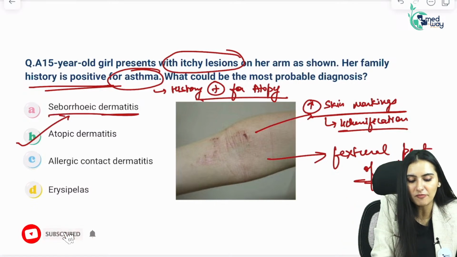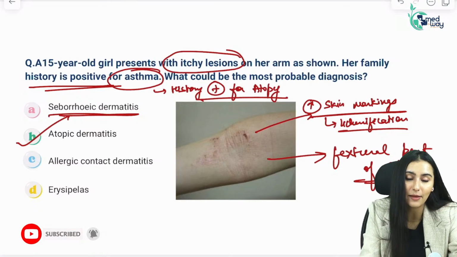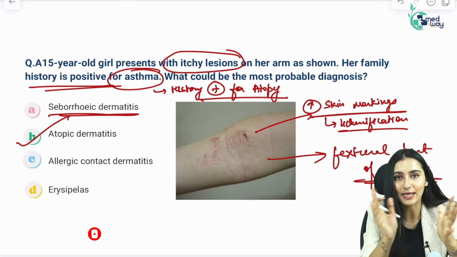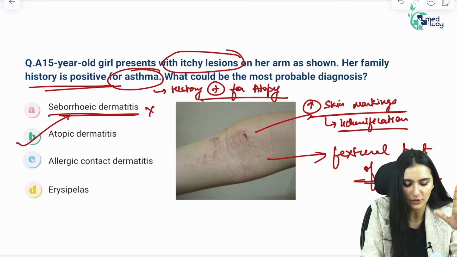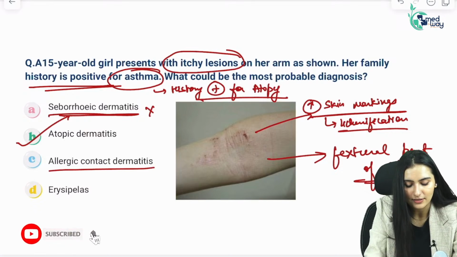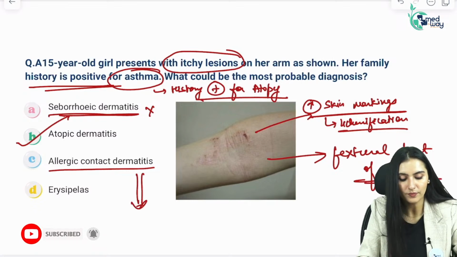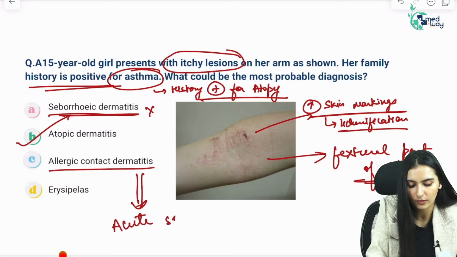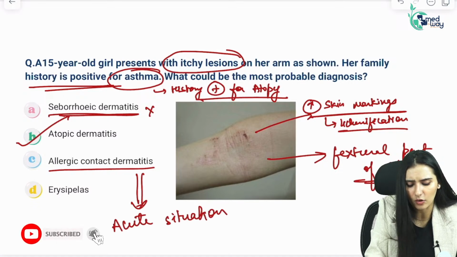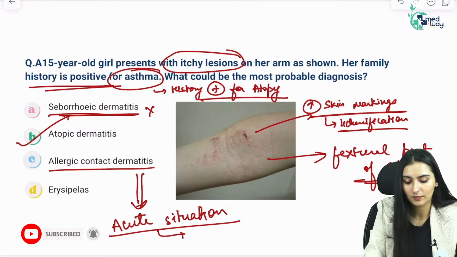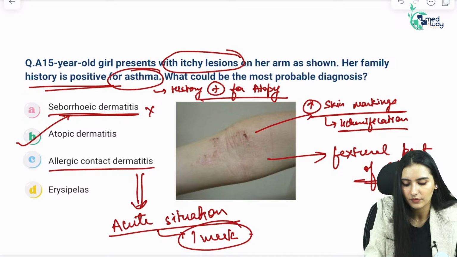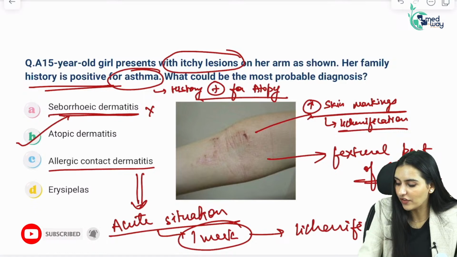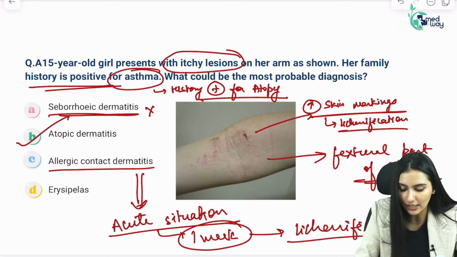Seborrheic dermatitis will have presentation in seborrheic areas. It will be your scalp, your eyebrows, nasolabial fold, back, interscapular area. So not a seborrheic dermatitis picture. Allergic contact dermatitis: now this is a very important thing I would want you to know, that if it is an allergic contact dermatitis, it is an acute situation. It has not taken a lot of time. Maybe it will stay for 1 week. Even if you itch for 1 week, lichenification cannot be there. Lichenification is not there.